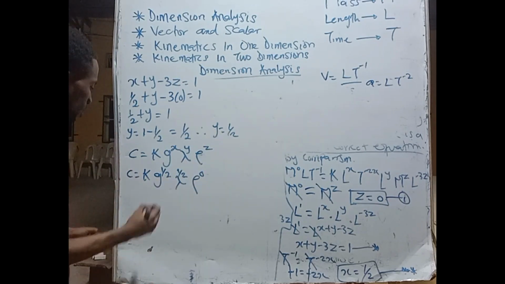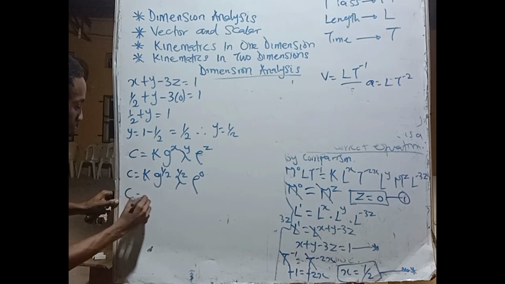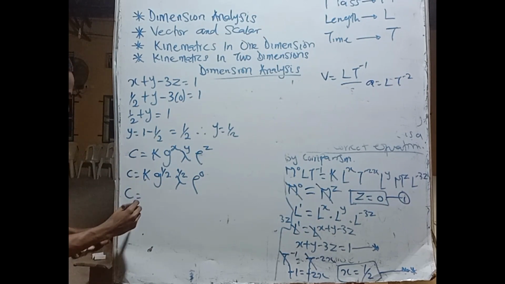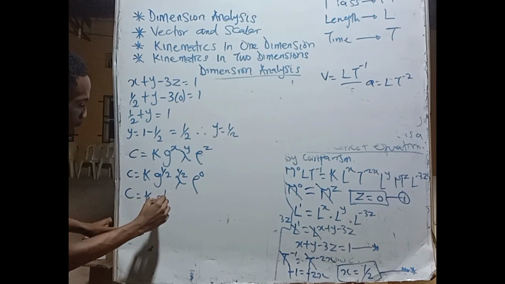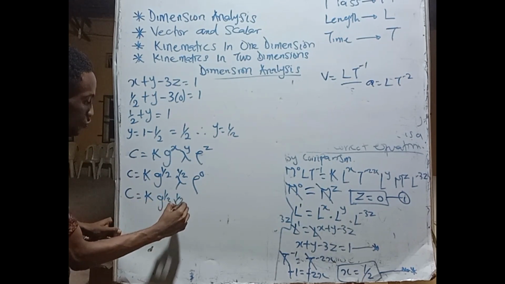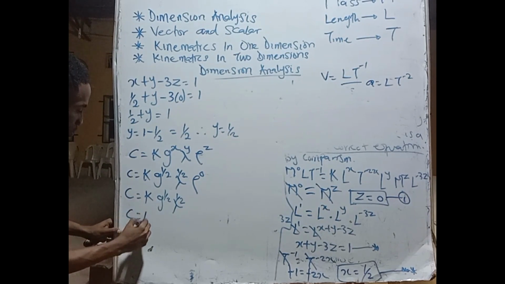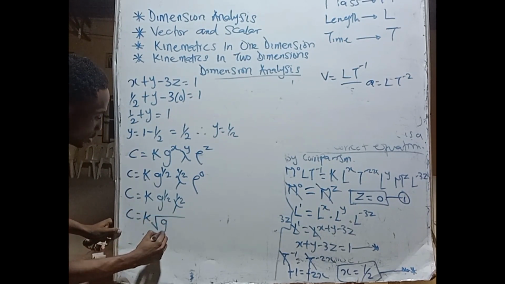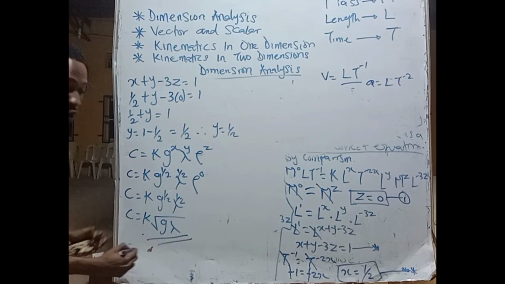Good. So we can say our equation of wave, the speed of wave of the ocean rather, equals K g raised to power 1/2, lambda raised to power 1/2, which can also mean C equals K square root of g lambda. I hope you get that.